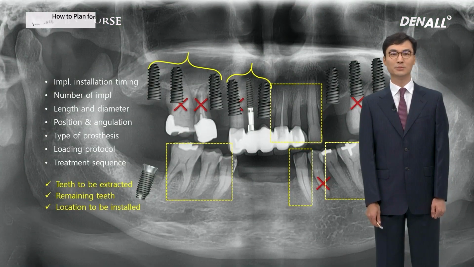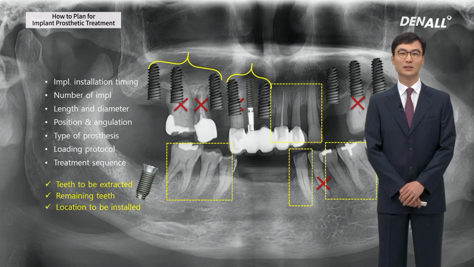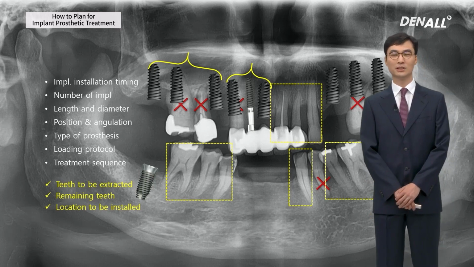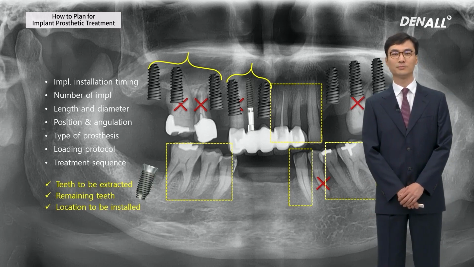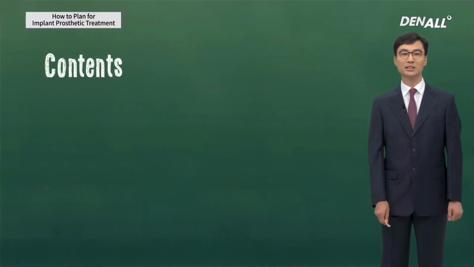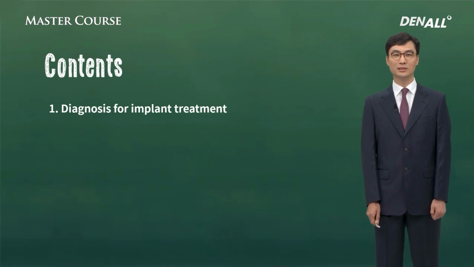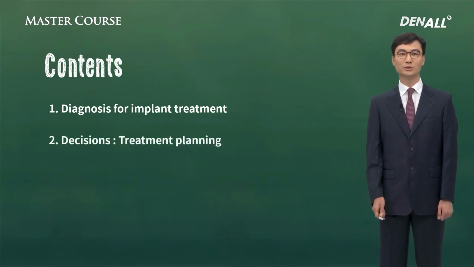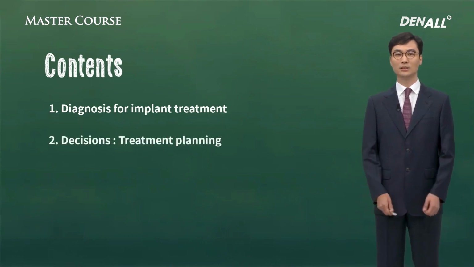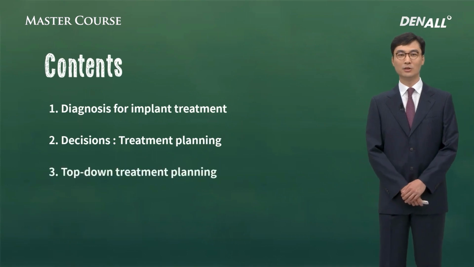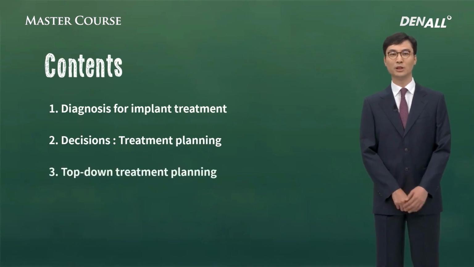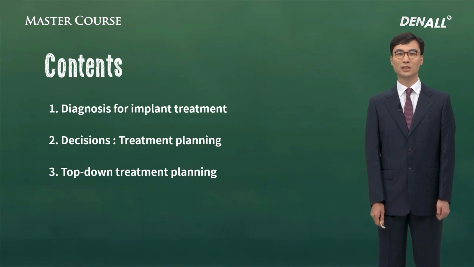Today I'm going to talk about diagnosis and treatment planning for implant prosthodontic treatment. First, I'm going to talk about diagnosis for implant treatment, second, decisions that need to be made in treatment planning. Third, I'm going to talk about top-down treatment planning centered on prosthodontic treatment. After that, I'm going to summarize.